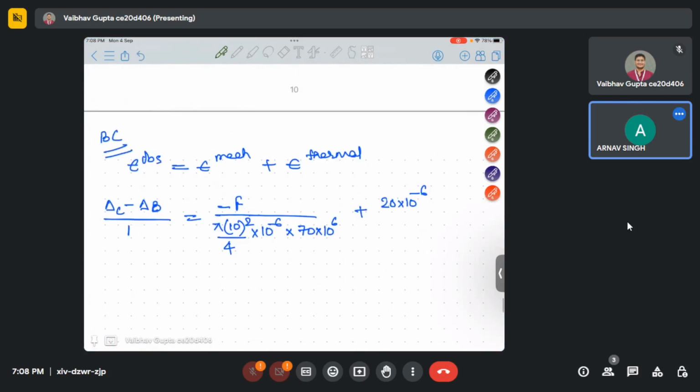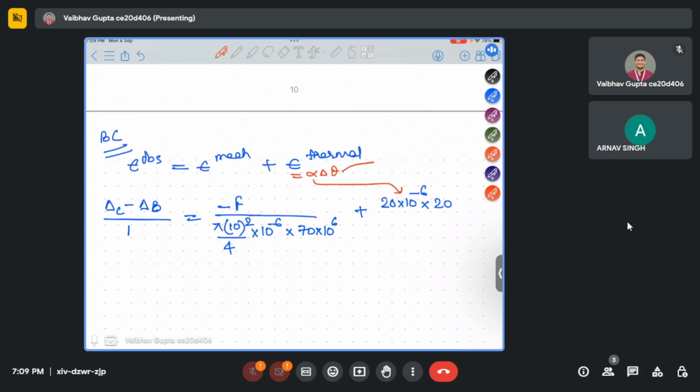So alpha is 20 into 10 to the power 6, and delta theta is 20. Do you understand this expression, or shall I write it step by step? Epsilon thermal is nothing but alpha delta theta. So alpha is given as this, and delta theta is given as 20.